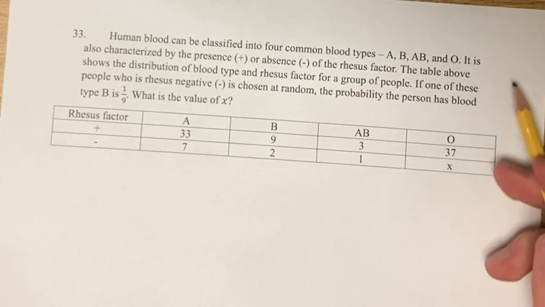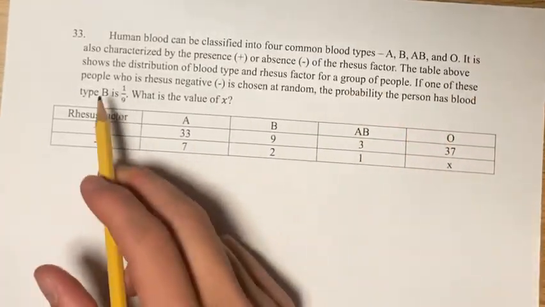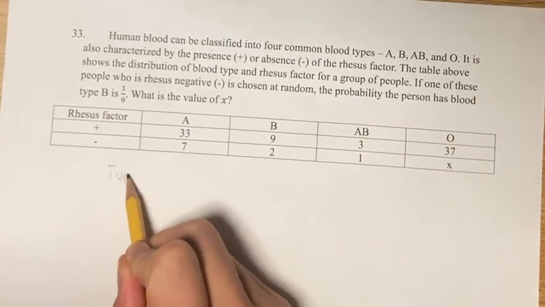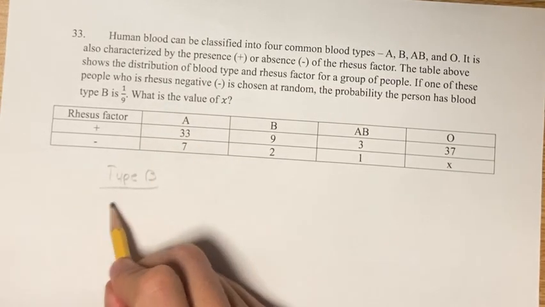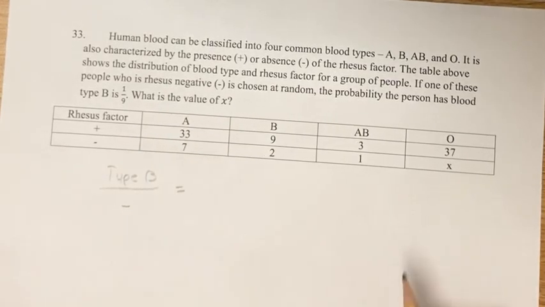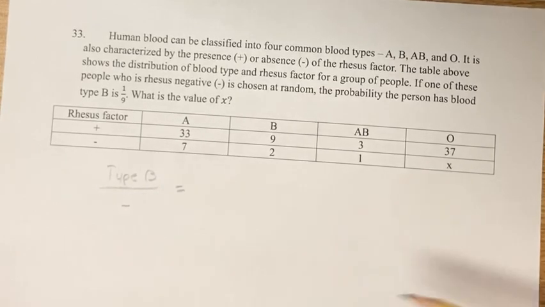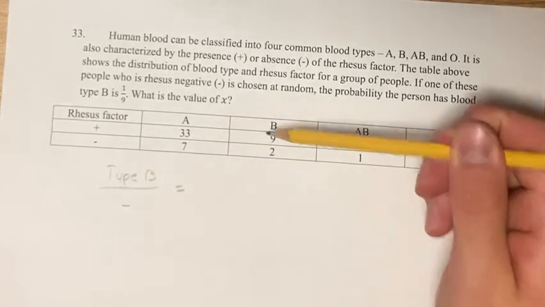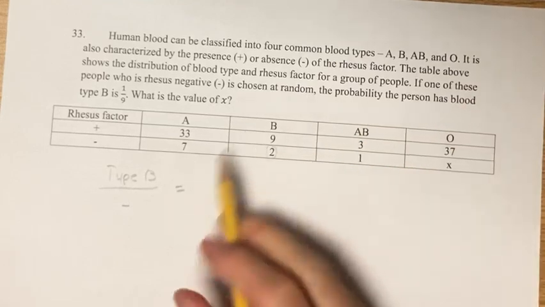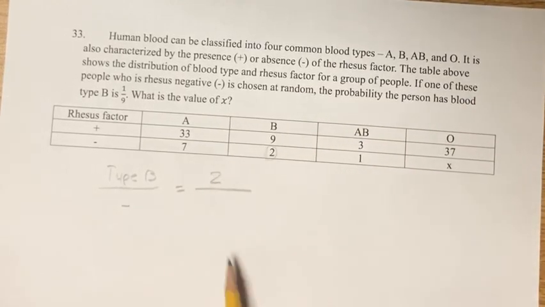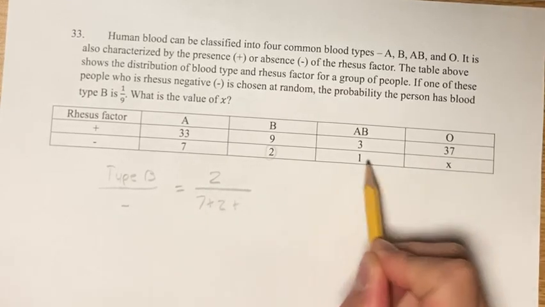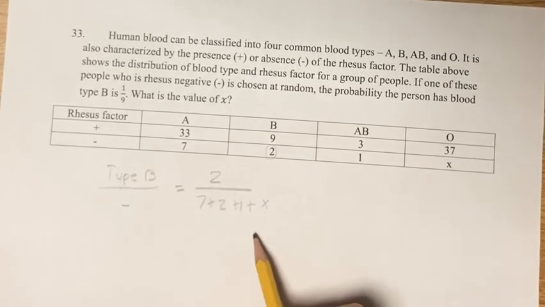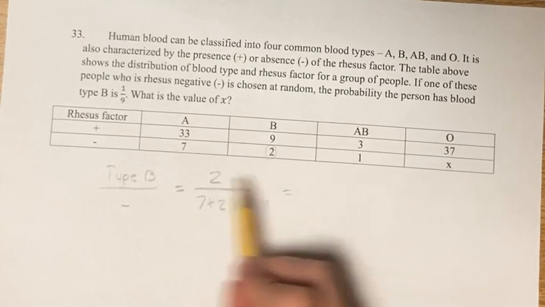So if we're taking the probability that someone has blood type B out of all the people who are rhesus negative, what is that going to look like? Well, the people who are both rhesus negative and type B is this box right here, so 2, and this is over everybody who is rhesus negative, so 7 plus 2 plus 1 plus X. We're told that this is equal to 1/9.